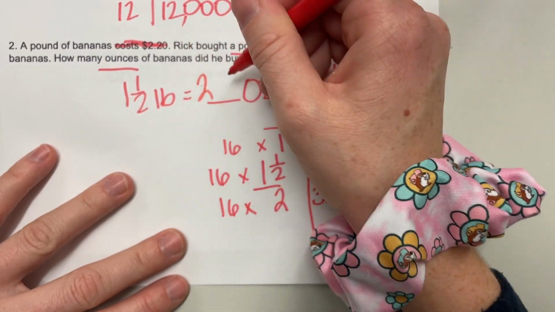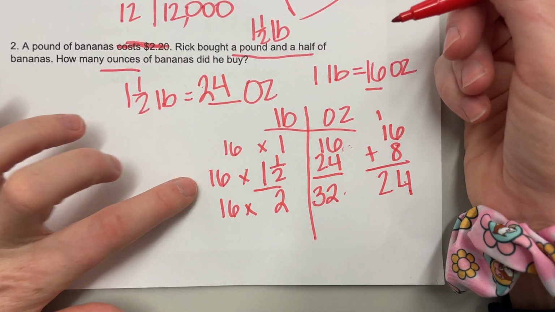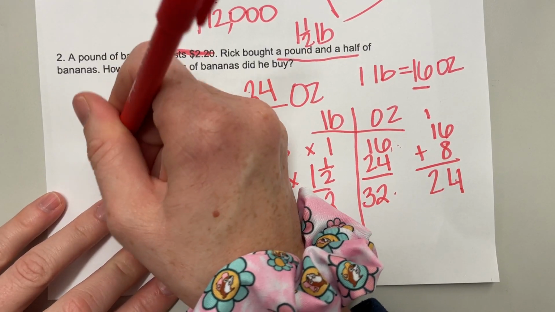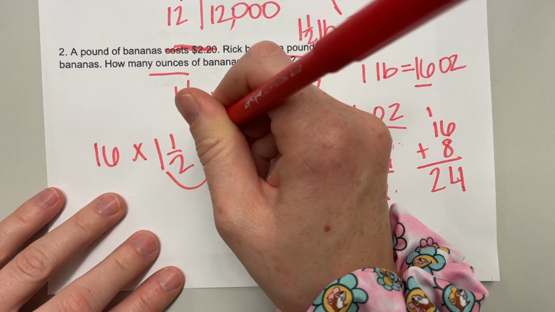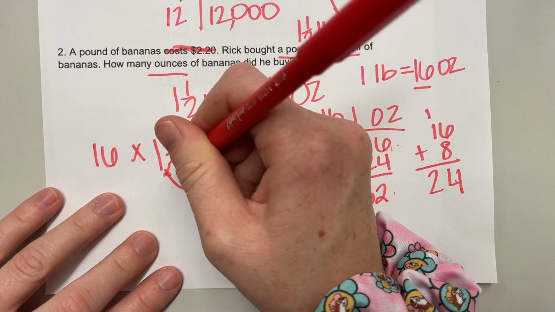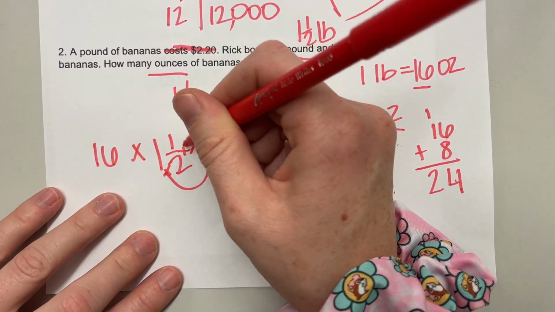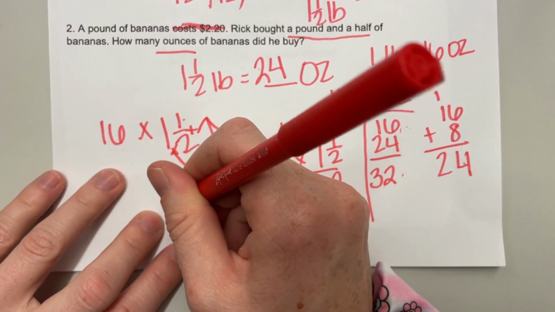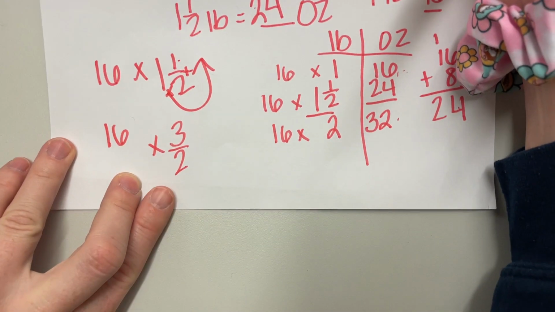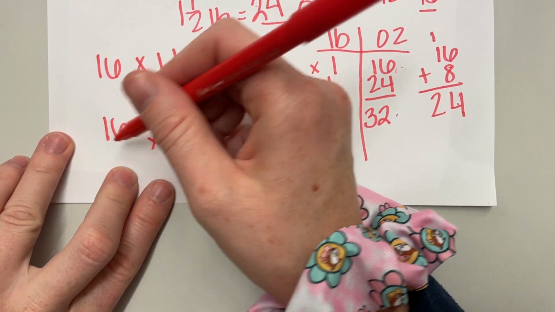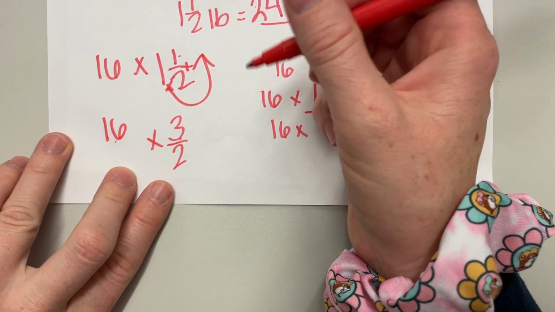So 1.5 pounds is 24 ounces. I'm also going to show how to do this: 16 times 1 and 1/2. I convert. 1 times 2 is 2, plus 1 is 3, so 3 over 2 times 16. This is just going to be a lot more steps. Now I have to know what 16 times 3 is.